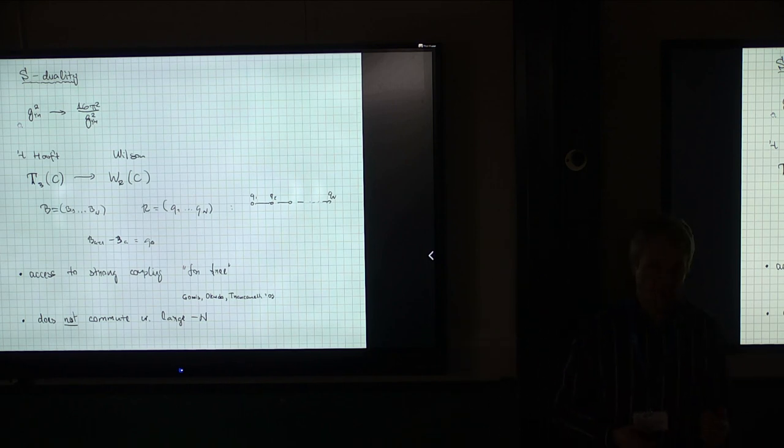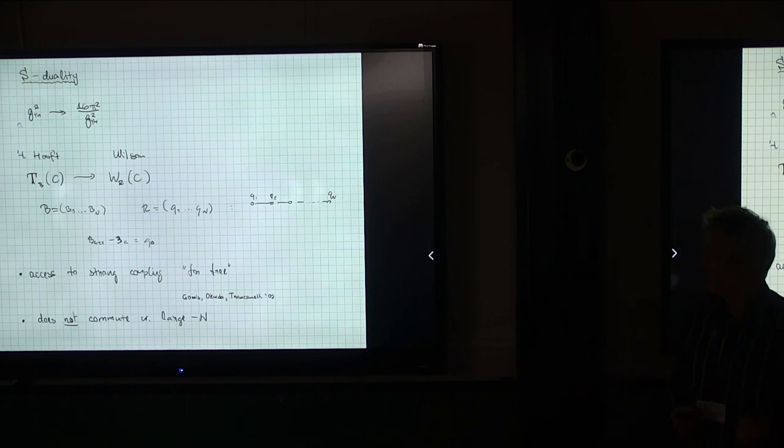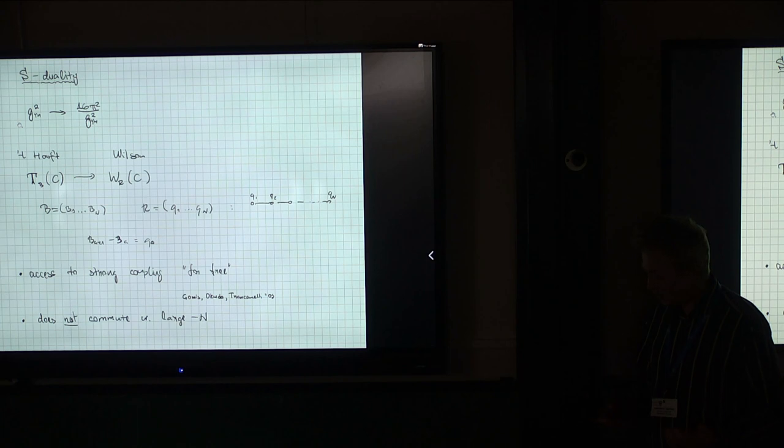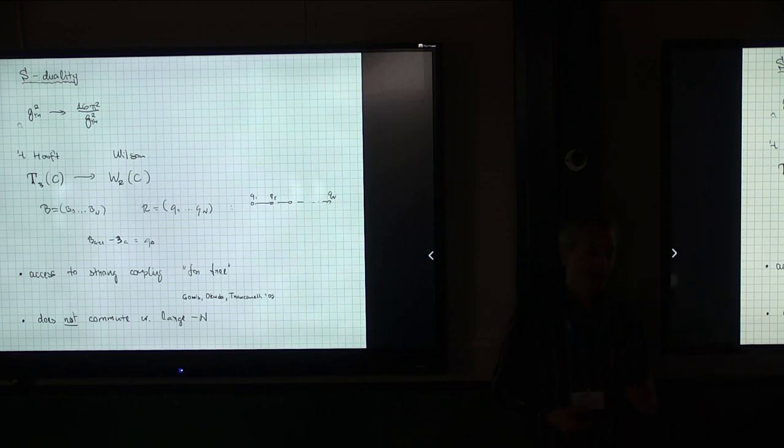So if you invert the coupling, then correlation functions are mapped to themselves. And in particular, 't Hooft loops are related to Wilson loops. And the Wilson loop is also characterized by N integers, which are Dynkin labels of the representation in which you take the trace. So basically, these two objects are dual to one another. And it was realized early on that S-duality gives us access to the strong coupling regime of the theory.